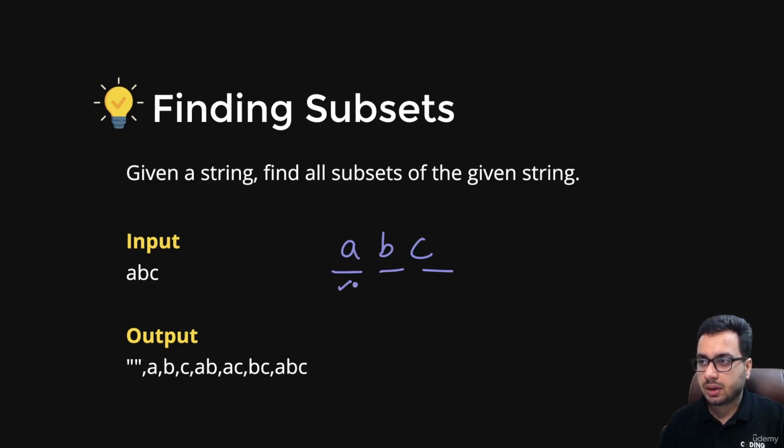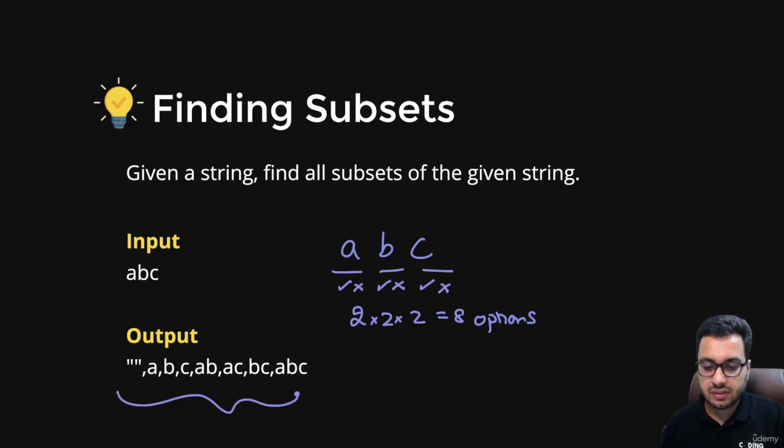Either it will be a part of the subset or it will not be. It will be part of the subset or not part of the subset. Okay, so that means we have 2 into 2 into 2, that is 8 options to create subsets.